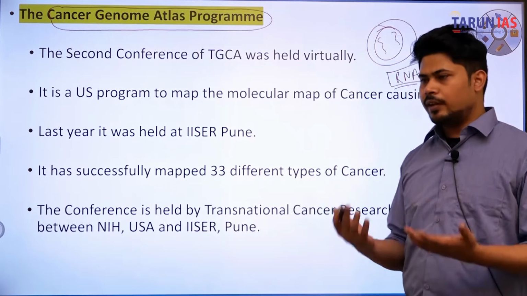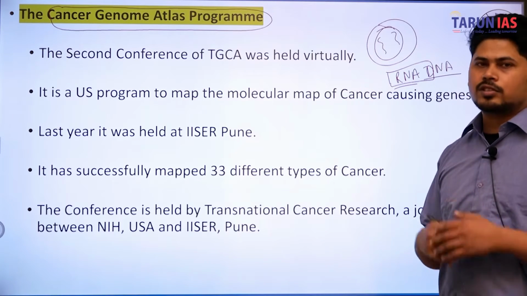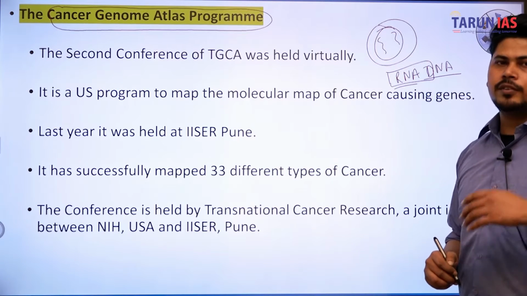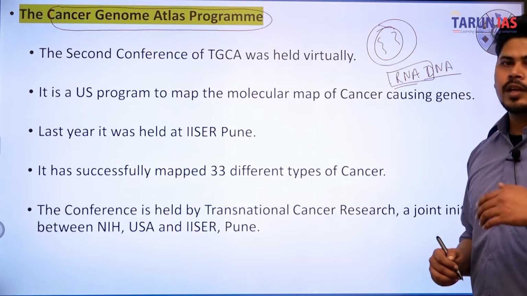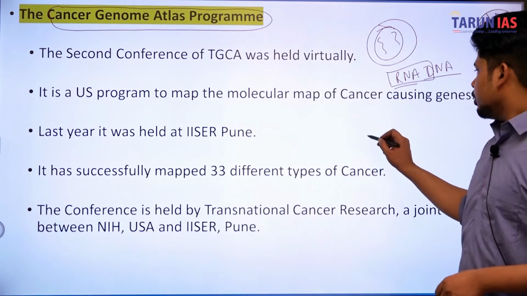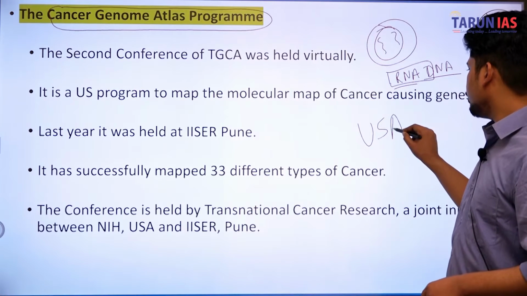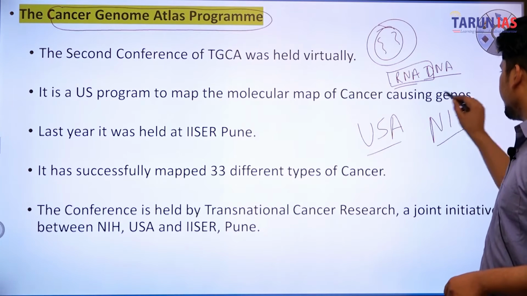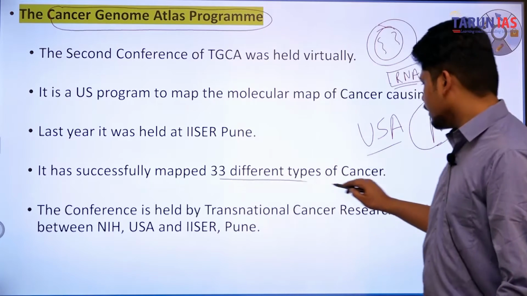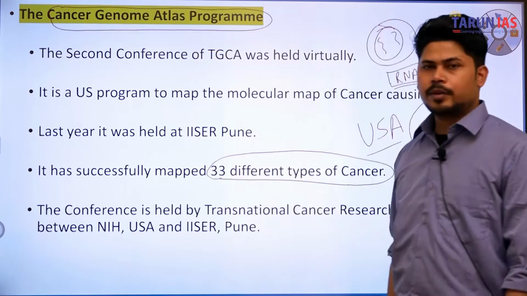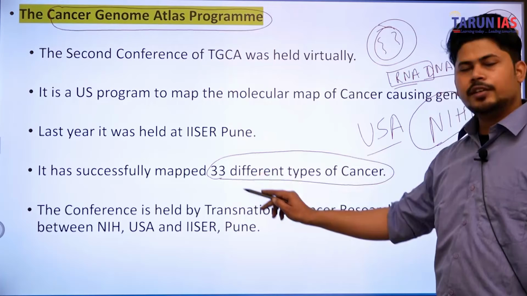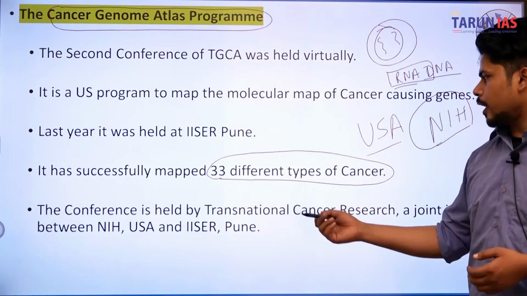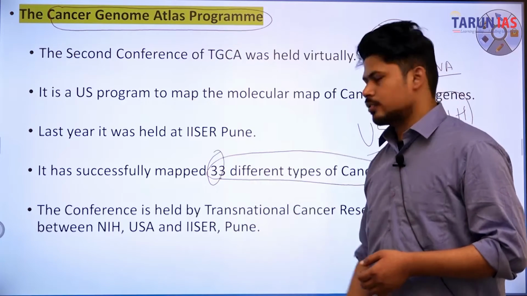Like now we have drugs which are like one size fits all. If this technology gets developed, we can be using different drugs for different kinds of cancers and different kinds of people also. For that, USA has a program. The NIH, National Institute of Health, is an organization in USA. It has mapped the genes of around 33 different kinds of cancers, and they have located what gene causes what type of cancer for at least 33 kinds of cancers.